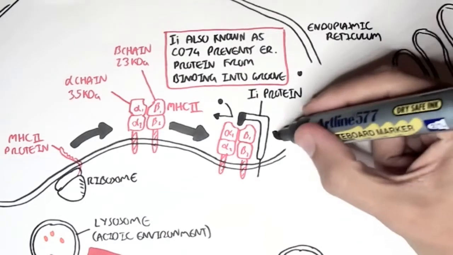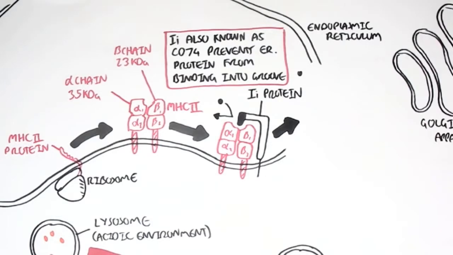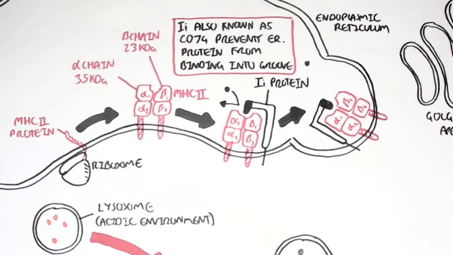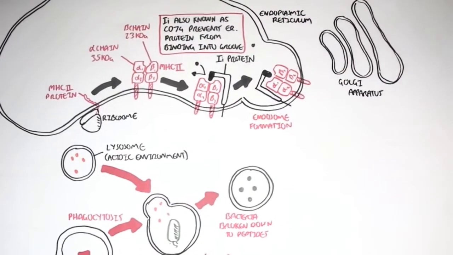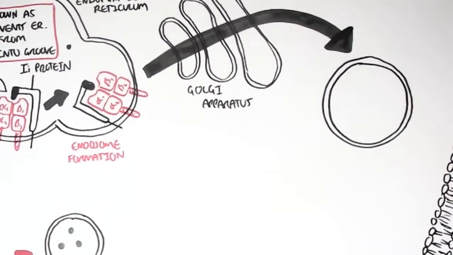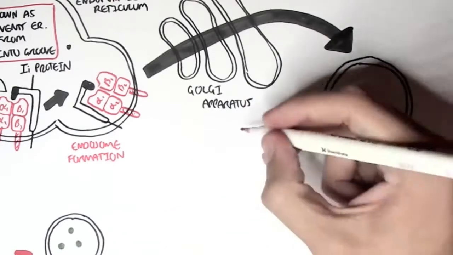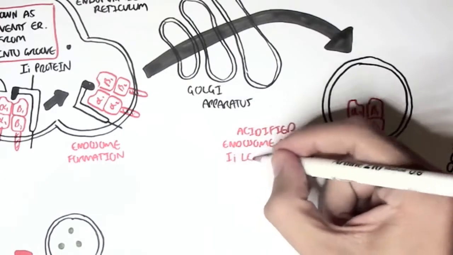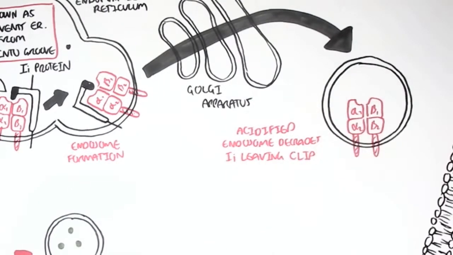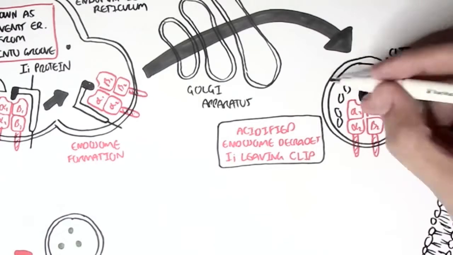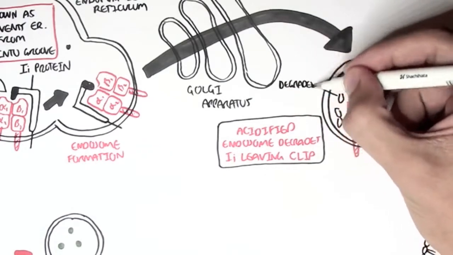The invariant chain protein also acts as a chaperone, bringing the MHC class 2 out from the endoplasmic reticulum in an endosome, then through the Golgi apparatus, and forming a new endosome. This new endosome is slightly acidic. The acidified endosome degrades the invariant chain protein, leaving a fragment called CLIP on the binding site, or the groove, of the MHC class 2, thus allowing no peptides or antigens to bind onto MHC class 2.